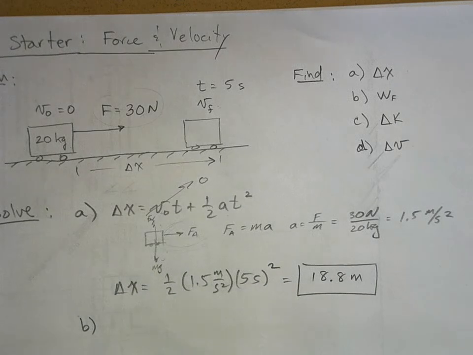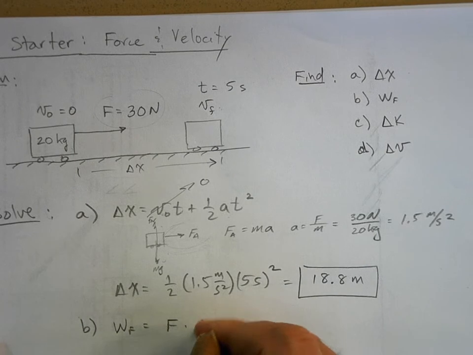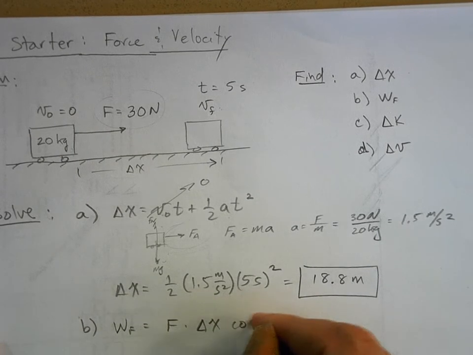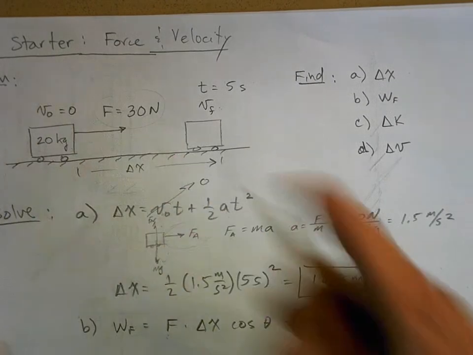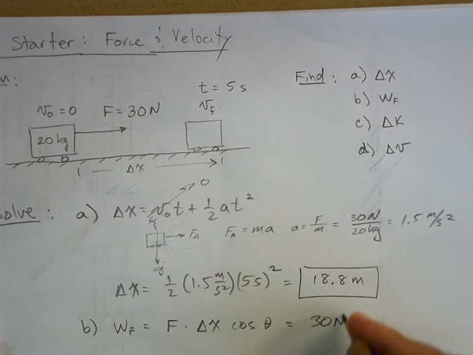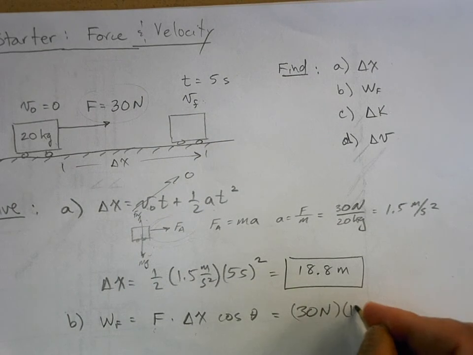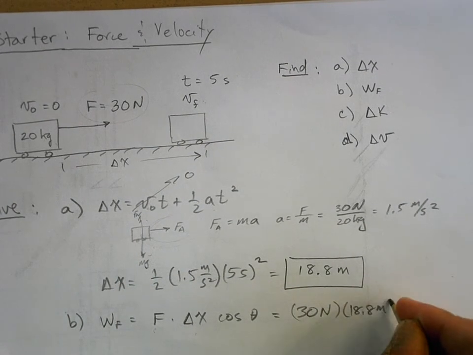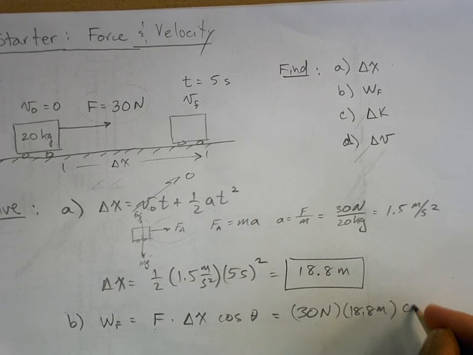Now we want to know the work done. Well, the work done by a force is equal to that force times its displacement times the cosine of the angle. So I look at what's the magnitude of the force. It's 30 newtons. What's the magnitude of the displacement? 18.8, or 18.75. And then what's the angle between them?